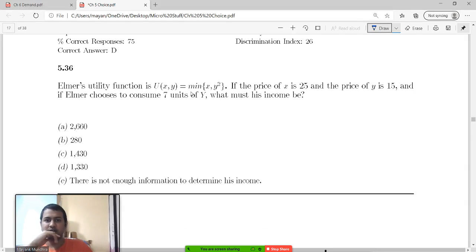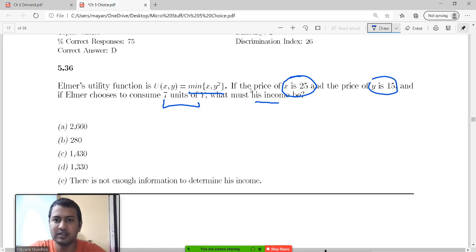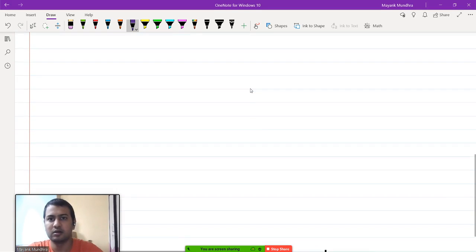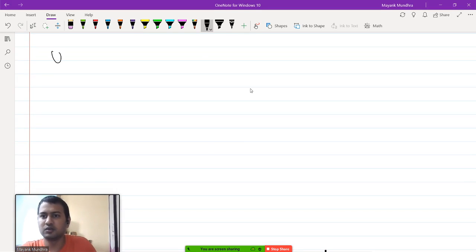Elmer's utility function is min of x comma y square. If the price of good x is 25 and the price of y is 15, and Elmer chooses to consume 7 units of y, what must his income be? Min of x comma y square. Okay, so utility equals min of x comma y square.